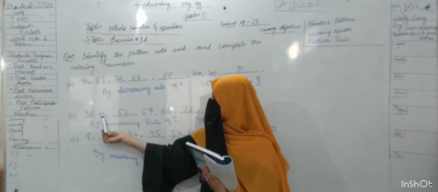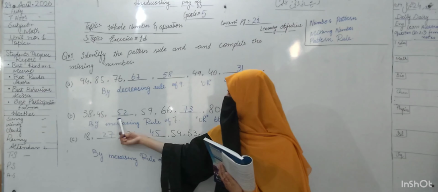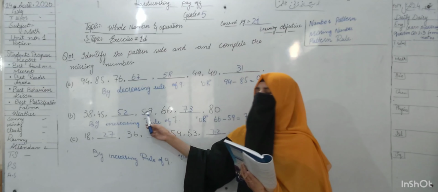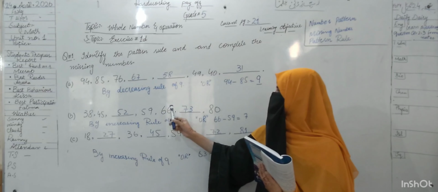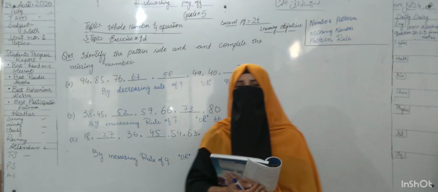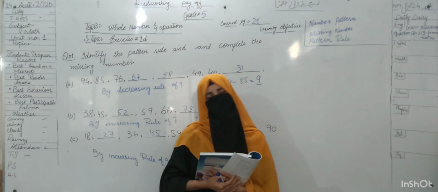Then 45 plus 7, the number is 52. After 52, plus 7, the number is 59. 59 plus 7 is 66. 66 plus 7 is 73. And last, when you add 7, the number is 80.